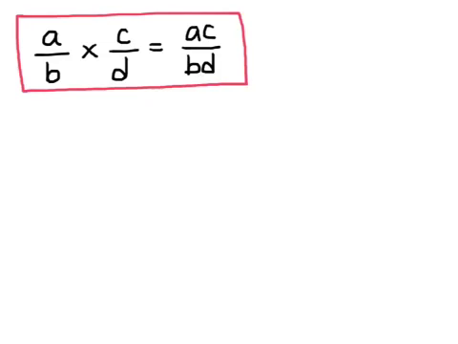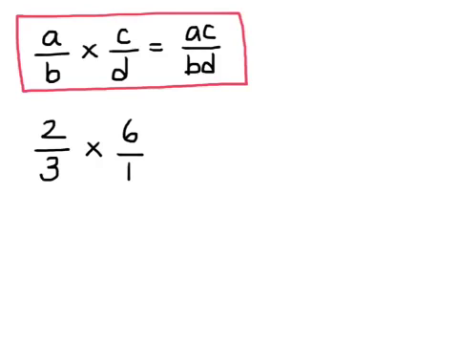Now, what happens if we have to multiply a fraction by a whole number? So for example, 2/3 multiplied by 6. Now what we can do here is we can rewrite the 6 as 6 over 1. Any whole number can be written as that number divided by 1, and that's a very useful trick when we're doing this type of question.